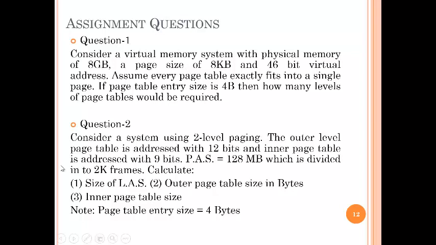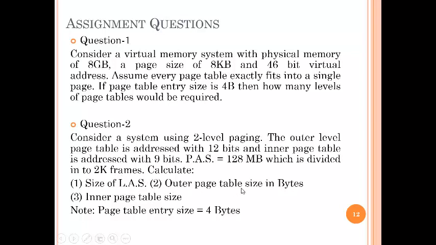The second question is a similar one. We will consider 2-level paging. First attempt question 2, then go for question 1. The outer page table is addressed with 12 bits. The inner page table is 9 bits. Physical address space is given, number of frames are given. So physical address space and number of frames will give you the frame size. Once you have frame size, you have the page size, and from that you can find the logical address and logical address space.